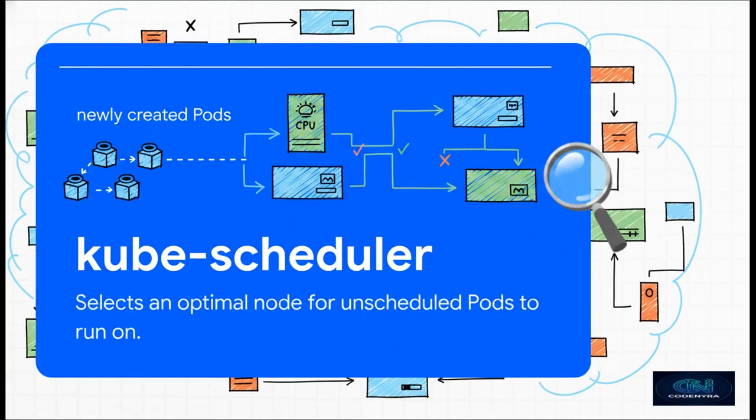Let's say you have an application that requires a massive, high-powered GPU to run a machine learning algorithm. The scheduler looks at all the available nodes, instantly filters out the weak ones that lack a GPU, evaluates the remaining hardware constraints, and assigns the pod exactly where it has the perfect resources to succeed.